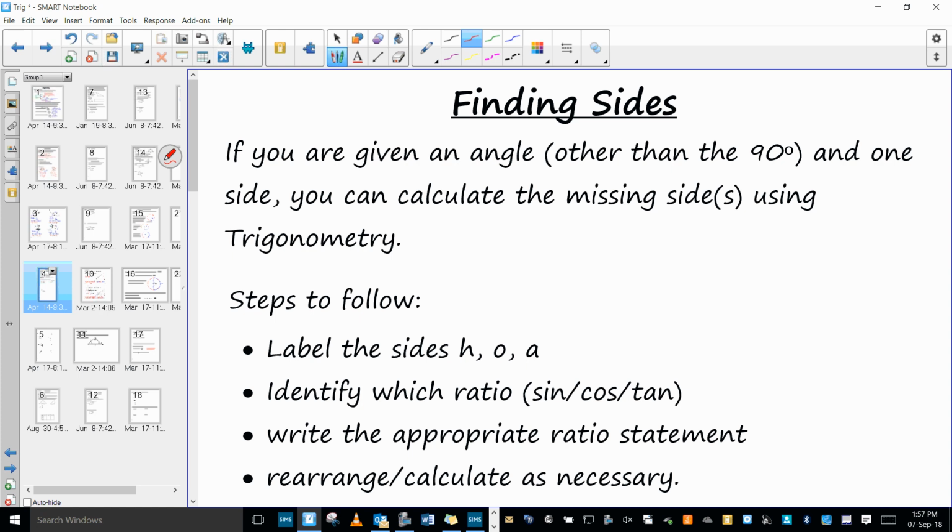Alright, okay, so finding a side is a very, very similar process. But this time, Pythagoras's theorem.